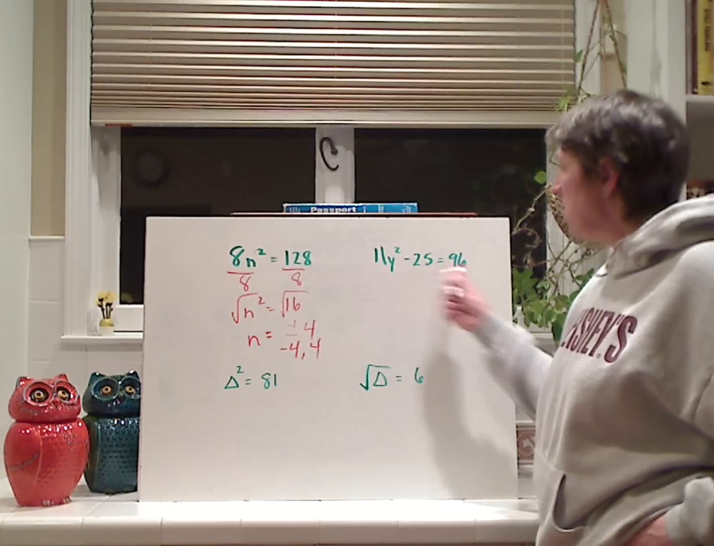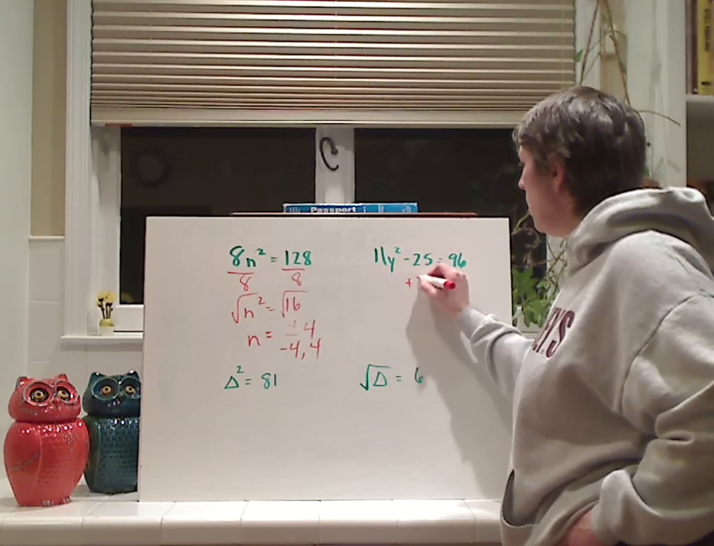Okay, here, this is an equation. What are we going to do? We're going to add 25 to both sides.